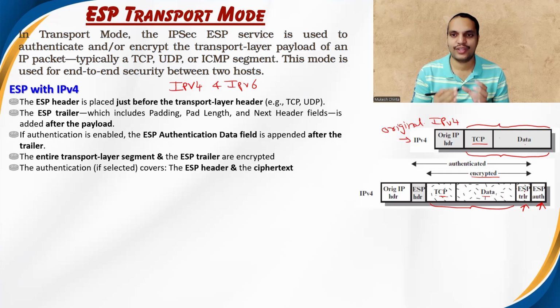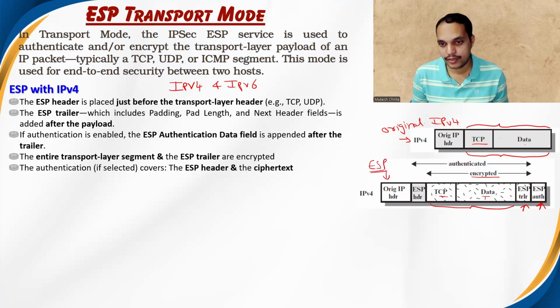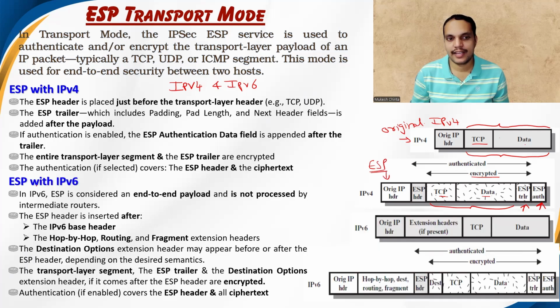Just like we discussed how the ESP packet looks. This is the case with IPv4 implementation. This is ESP with IPv4. Okay. Now, what about IPv6? You can understand that ESP with IPv6 is considered an end-to-end payload and it is not processed by the intermediate routers.